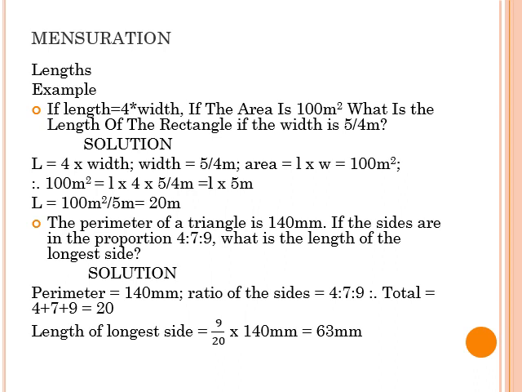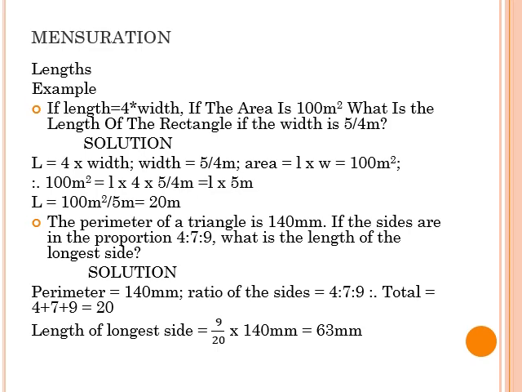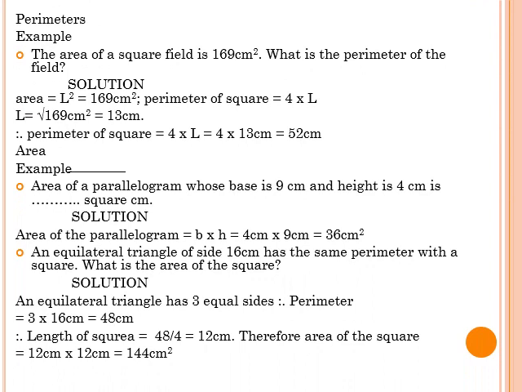Now, to find the actual length of the side that has the ratio of 9, we will take this 9 and divide it by 20, then multiply it by the perimeter, which is 140 millimeters. That is what we did here. The length of the longest side is equal to 9 over 20 times 140 millimeters, which is equal to 63 millimeters. Move on to the next slide.